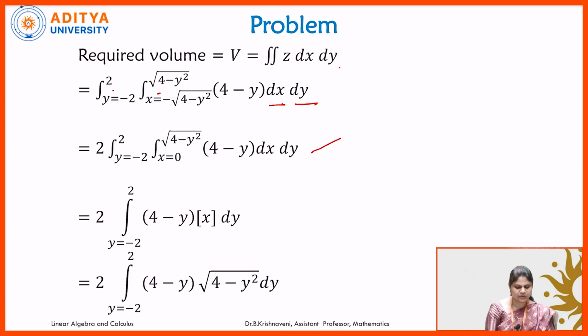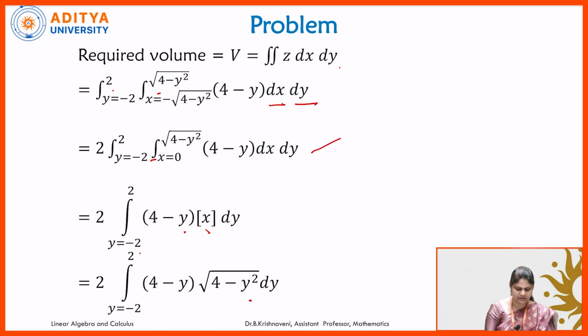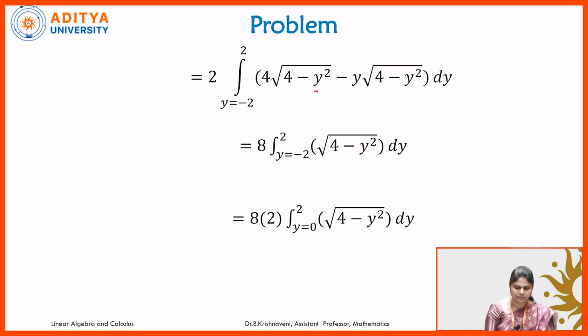This is equal to 2 into integral y is equal to minus 2 to 2, 4 minus y, and the integral of dx is x, so substitute the upper limit and lower limit. The upper limit is root of 4 minus y square, the lower limit is 0. First we have to simplify. The first term becomes 2 into 4 into root of 4 minus y square, and the second term is minus y into root of 4 minus y square, dy. We consider only the first term because the second term is an odd function and its integral from minus 2 to 2 becomes 0.